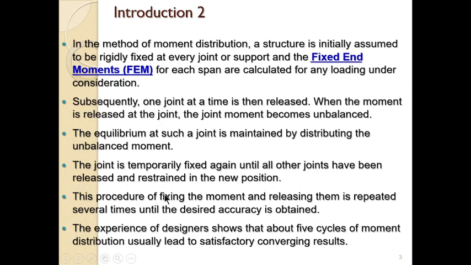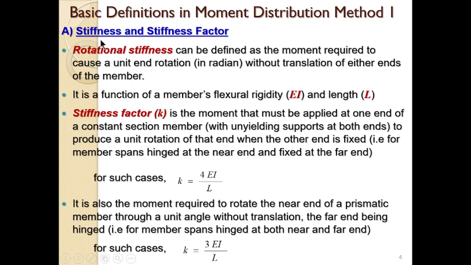Now, this procedure of fixing the moments and releasing them is repeated several times until the desired accuracy is obtained. The experience of designers shows that about 5 cycles of moment distribution usually lead to satisfactory results. And so let's look at some basic definitions in the moment distribution method. The first thing we are going to look at is the stiffness and stiffness factor.